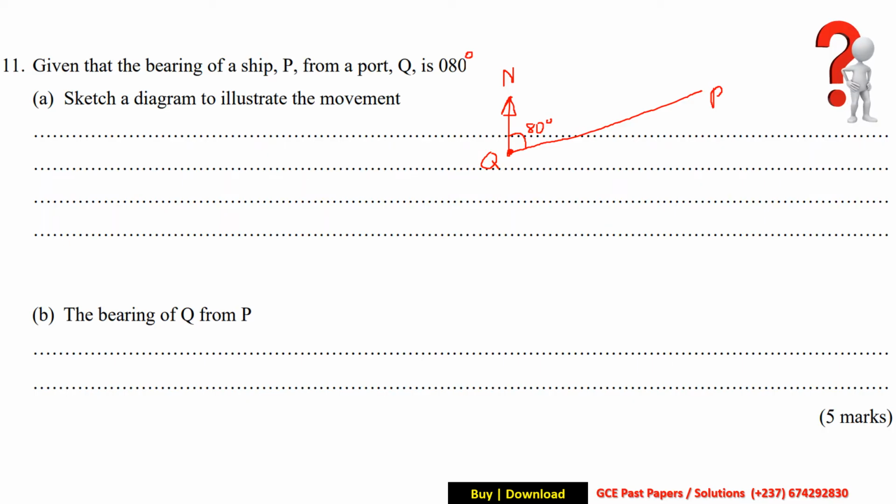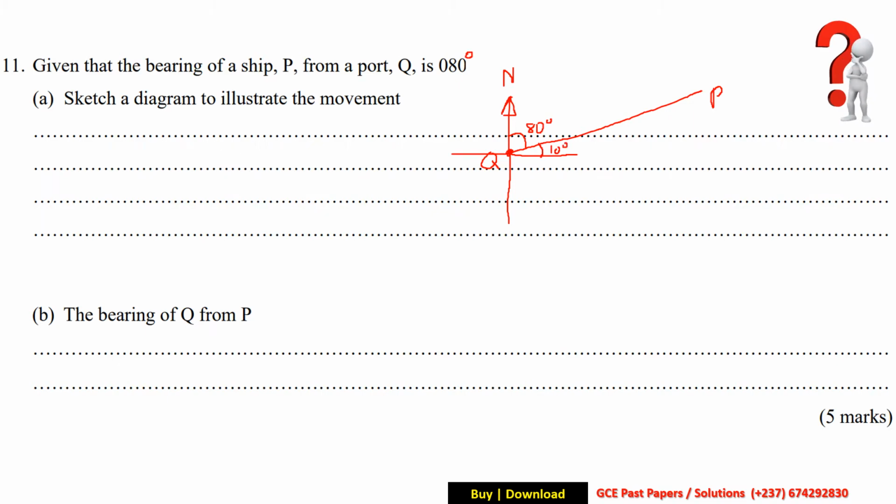Now, what is the bearing of Q from P? Now they want us to measure the bearing of this point Q from P. To get this bearing, first of all, make these lines like this. Continue with these lines. Now this small angle that is left here is 10 degrees, to make this one 90 degrees, right?